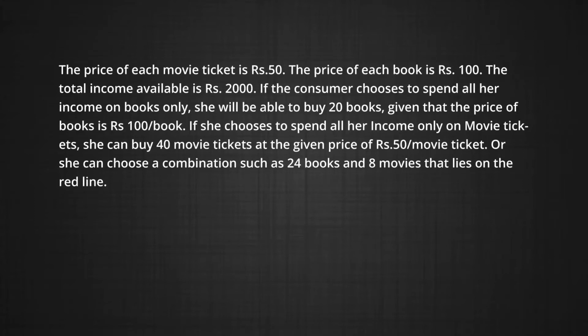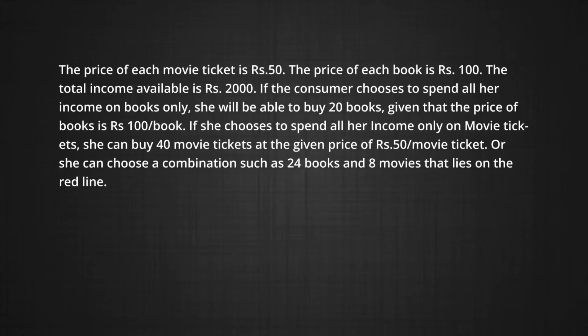If the consumer chooses to spend all her income on books only, she will be able to buy 20 books, given that the price of books is ₹100 a book. If she chooses to spend all her income only on movie tickets, she can buy at most 40 movie tickets at the given price of ₹50 a movie ticket.